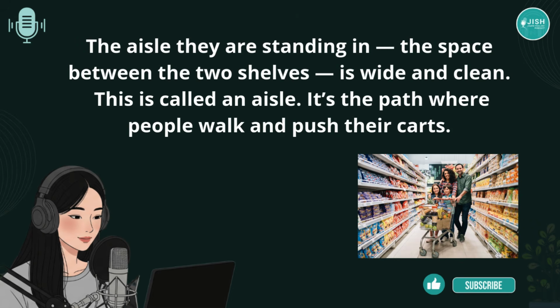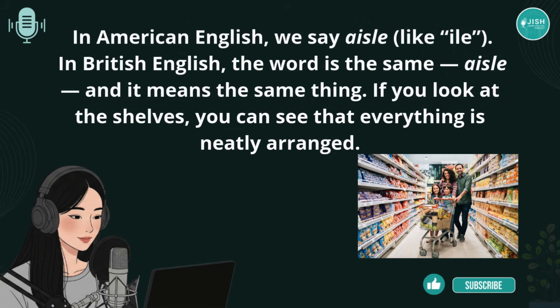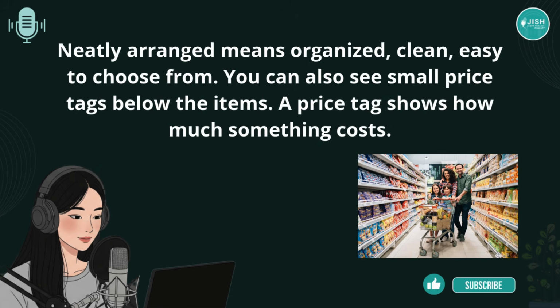The aisle they are standing in, the space between the two shelves, is wide and clean. This is called an aisle. It's the path where people walk and push their carts. In American English, we say aisle, like aisle. In British English, the word is the same, aisle, and it means the same thing. If you look at the shelves, you can see that everything is neatly arranged. Neatly arranged means organized, clean, easy to choose from.